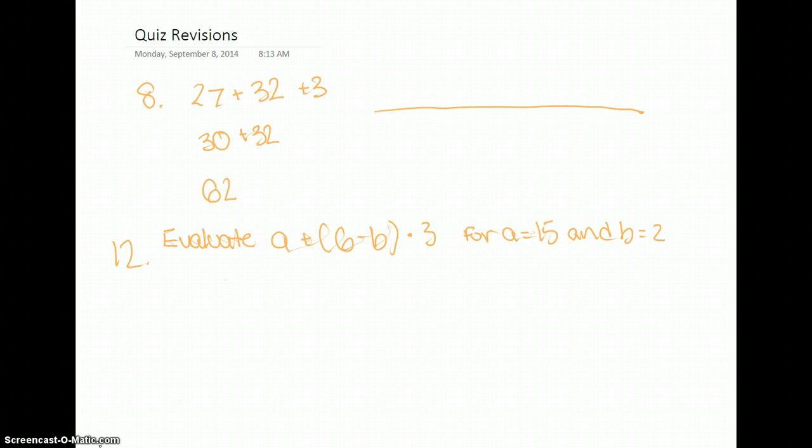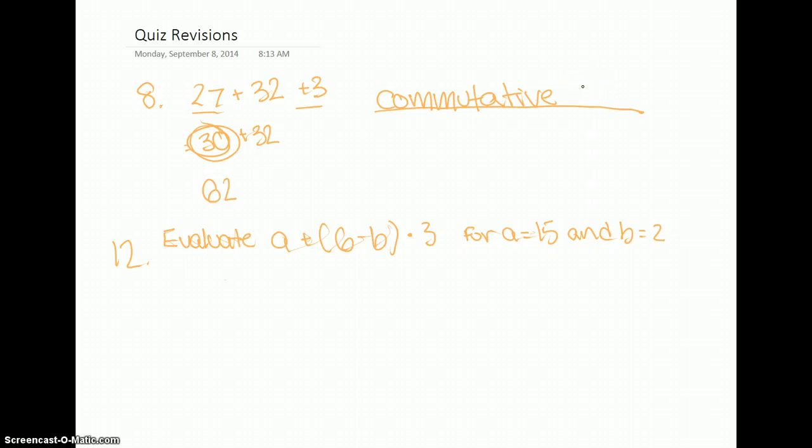Okay, so for the test, I messed up on number 8. I was supposed to name the property, and I put down distributive property. The real property is the commutative property. It's the commutative property because in the second step, they added two numbers, 27 and 3, to equal the 30. So the numbers moved around.